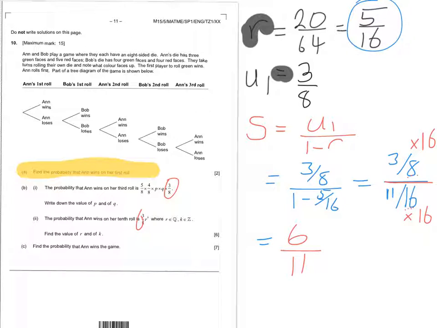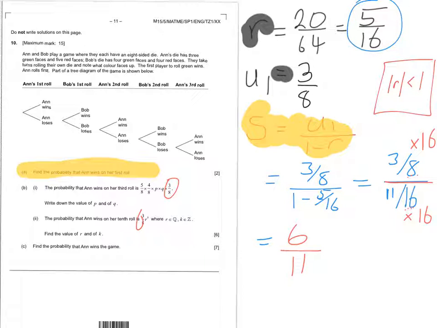I want to say one more thing about why we can take this approach. The sum of an infinite geometric series only makes sense providing the following condition is true. R has to be between 1 and -1. And if we look at the value of R, 5/16, then that is the case. So this approach is valid because R is less than 1. And in fact, R has to be less than 1 in a geometric distribution because it's a probability. And probabilities are between 0 and 1.